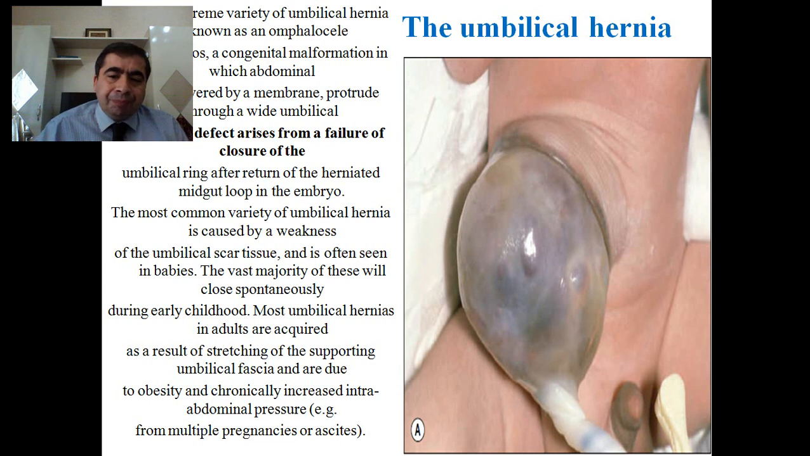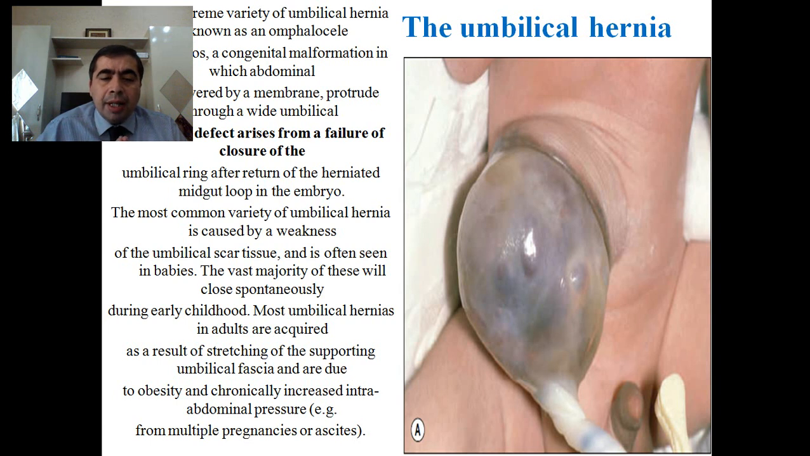What does it mean, the hernia? It's protrusion. It's protrusion of the viscera mainly, or the fat in the frontal direction. The defects arise from the failure of closure of the umbilical ring after return of the herniated midgut loop in the embryo. The most common variety of the umbilical hernia or exomphalos is caused by weakness of the umbilical scar tissue and is often seen in babies. The vast majority of these will close spontaneously during early childhood.